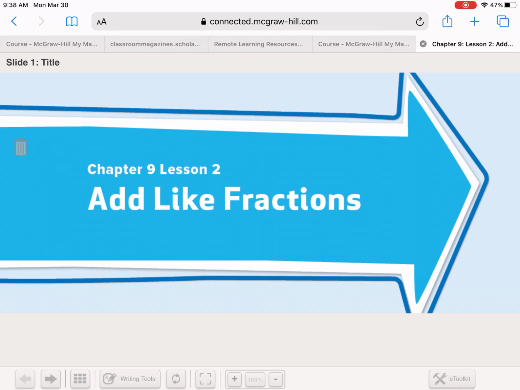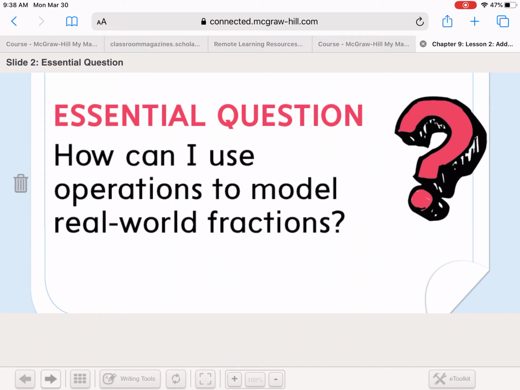All right, we're going to do add like fractions. We're going to be through this very, very quickly. This is a very easy lesson, so be prepared to be done fast. If we were in school, I would have done 2 lessons today. I would have blown through 2 and tried to double up on this chapter.